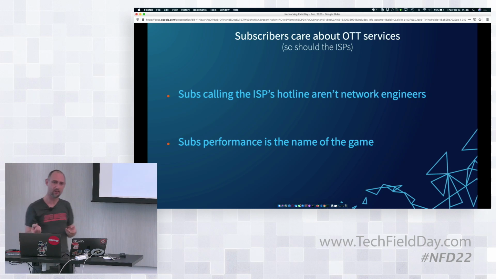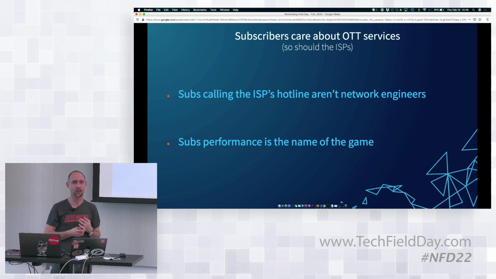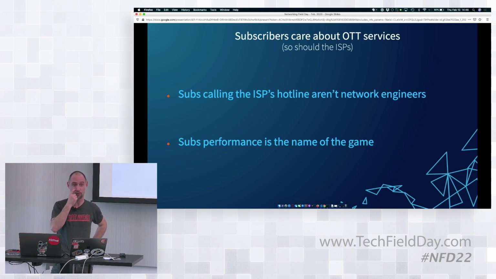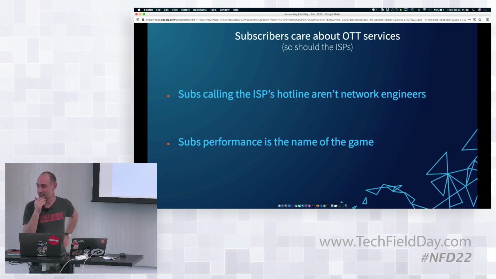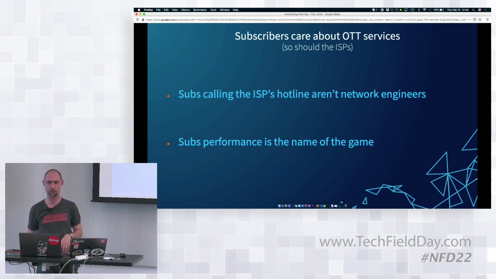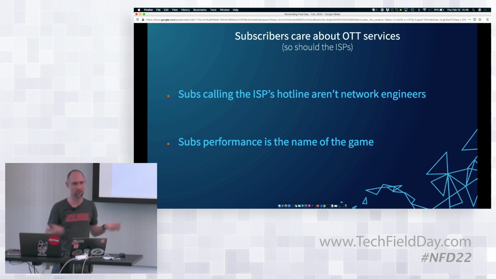So bear in mind, if a subscriber is calling the hotline of his ISP, they're not network engineers. They're not going to say, oh, I got bad Akamai download rates, right? No, they're going to say Game of Thrones is buffering. They're going to say, I can't download the last Fortnite update. That's what they're going to say. And if you're an ISP in a very competitive market, subscriber performance is definitely the name of the game. Subscriber performance is what will prevent your subscribers from migrating and fleeing to another provider that has better performance, if they're into Twitch and they can't watch Twitch at night because somehow you're not well interconnected enough with them.